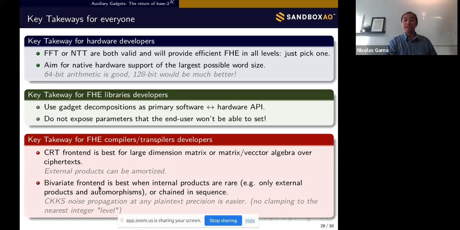If, on the other hand, there is almost no internal product in the use case, like for example, use cases that have only external products and automorphisms, like circuit bootstrapping, trace algorithm, PIRs, or if there are internal products, but they're always used in sequence, then probably the bivariate is better. And one of the additional reasons is that the noise propagation is a bit easier in the bivariate case. There is not this clamping issue that the inputs of the CKKS product have to be clamped to an exact level.